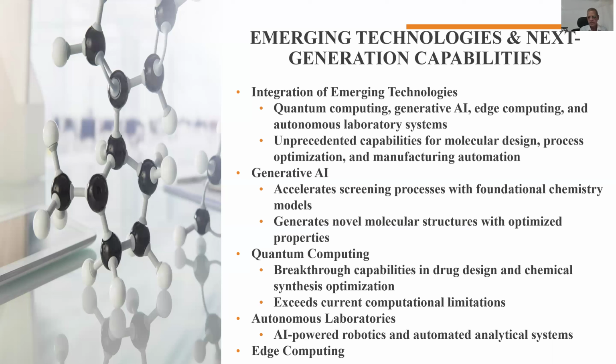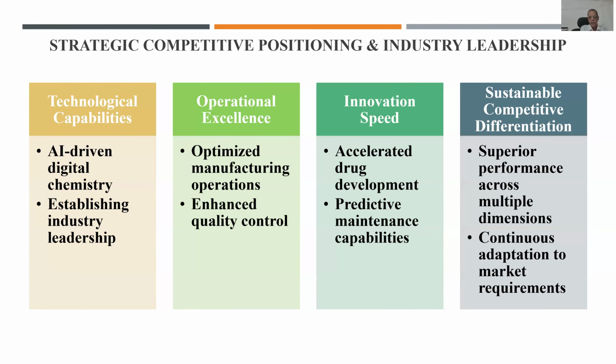So accelerating screening processes with foundational chemistry models is also available. You have to also think about molecular structures, how they can optimize the properties. Quantum computing is a new area which is really coming up. A lot of capabilities are getting developed there in synthesis optimization. And current computation limitations are really going to be overcome with this AI-based robotics and automated analytics system. Edge computing is also coming up. So strategically you have to really think about how you want to position yourselves, how you want to invest in all these emerging technologies and robotics, and what your aim is to become an industry leader.